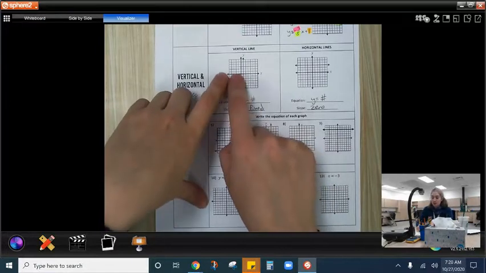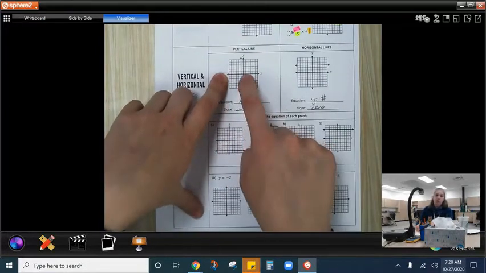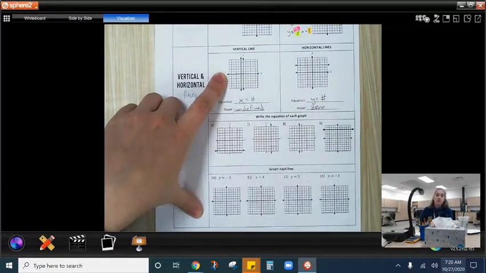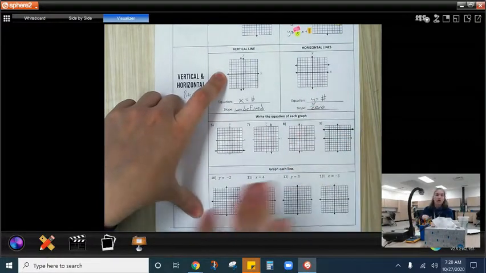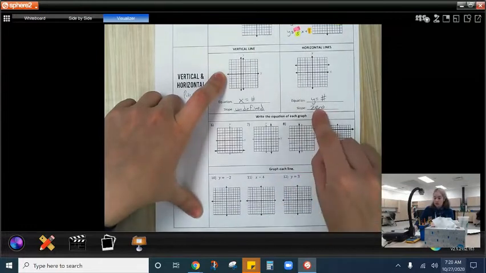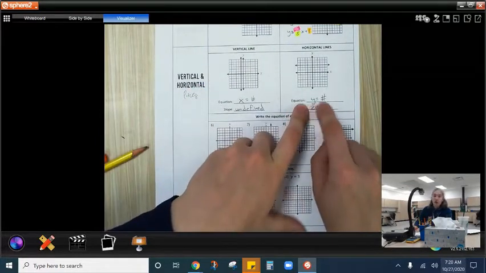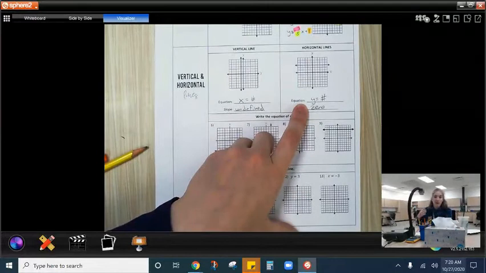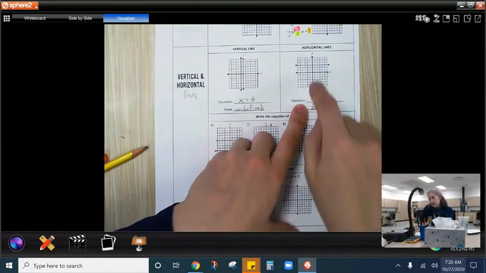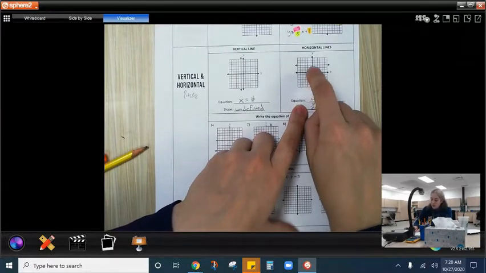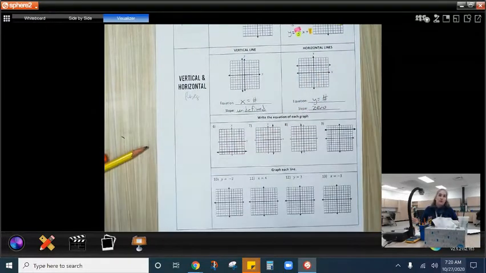So in this case, where does the line touch the x-axis? Well, it touches it at 1. So the equation of this line would just be x equals 1. For this line right here, horizontals, we know that those have slopes that are 0, and their equations are going to be y equals some number. So in this case, we would ask, well, where does it touch the y-axis? It touches at 1, 2, 3. So this would be the equation y equals 3.